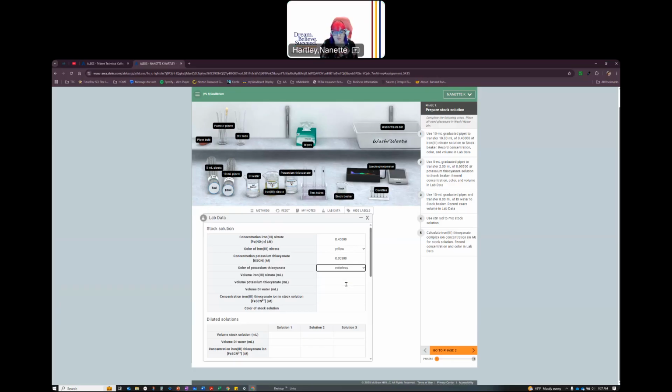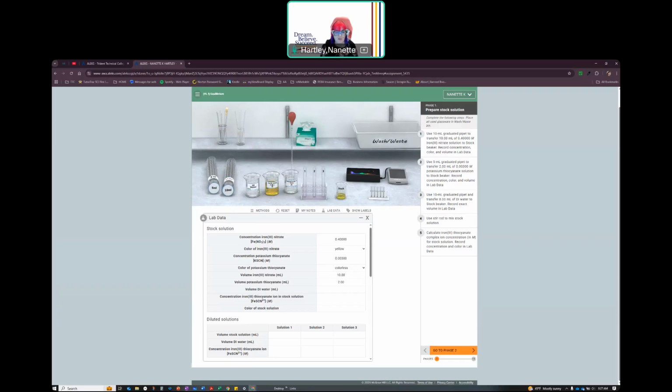We'll call it colorless. The volume of the iron 3 nitrate is 10 milliliters. And it gave me 4 sig figs, so I'm going to put the 4 sig figs. The volume of the potassium thiocyanate, which I haven't done yet, it says 2.00. So now I'm going to take this one, I'm putting that in the potassium thiocyanate. It says it wants 2 milliliters of that.